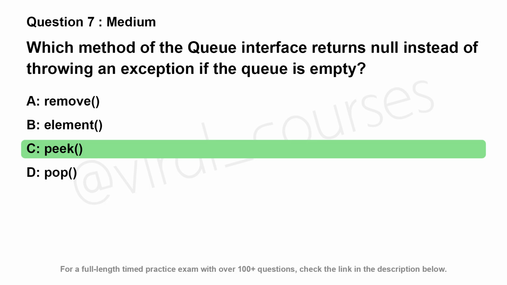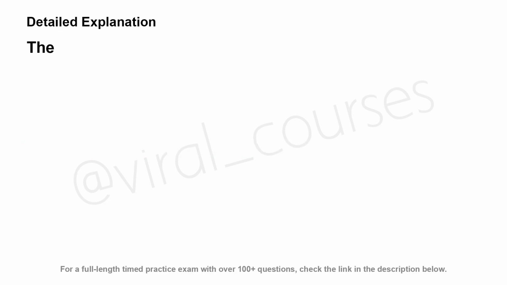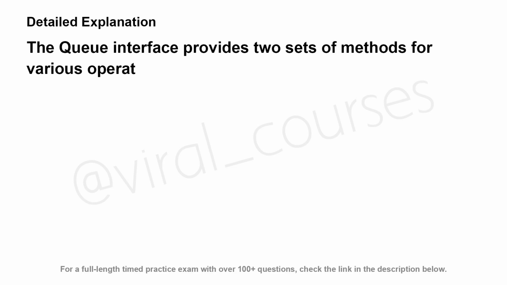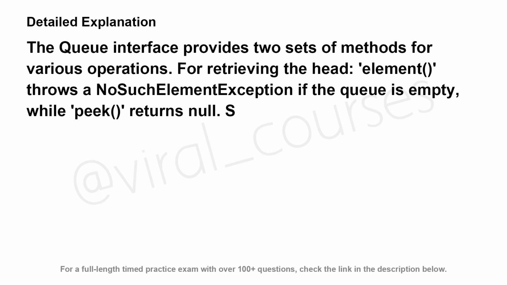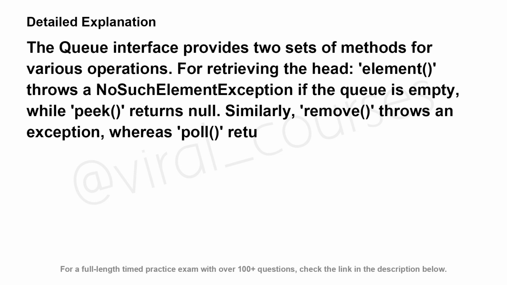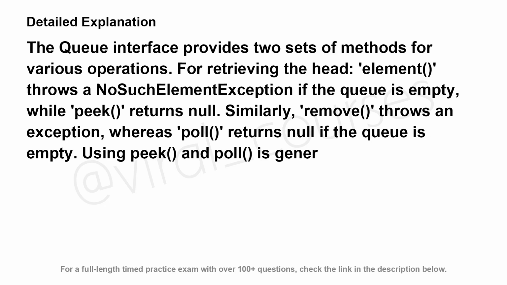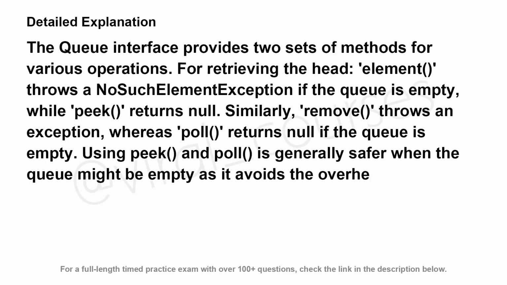The correct answer is C. The Queue interface provides two sets of methods for various operations. For retrieving the head element, element throws a NoSuchElementException if the queue is empty, while peek returns null. Similarly, remove throws an exception, whereas poll returns null if the queue is empty. Using peek and poll is generally safer when the queue might be empty, as it avoids the overhead of exception handling.